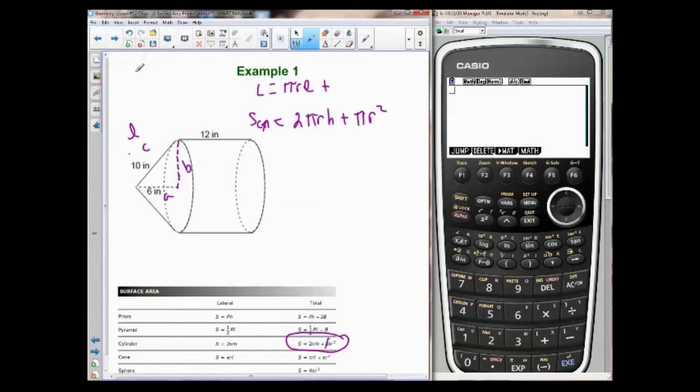But if you want to, you could do 10 squared minus 6 squared is going to equal b squared. So 100 minus 36 gives you 64. Square root of that is 8. So I know that this radius is 8. You can work it out if you want.